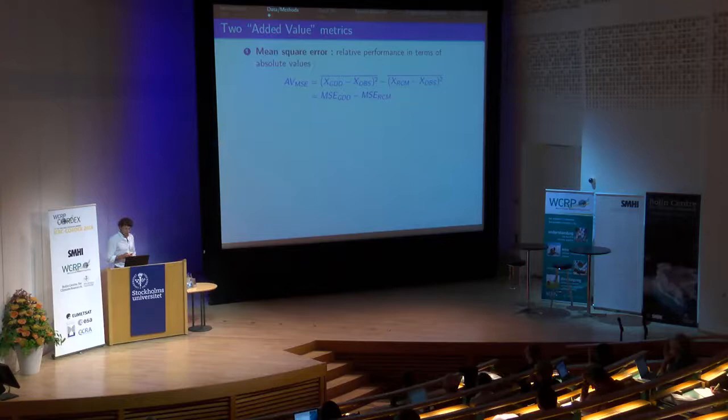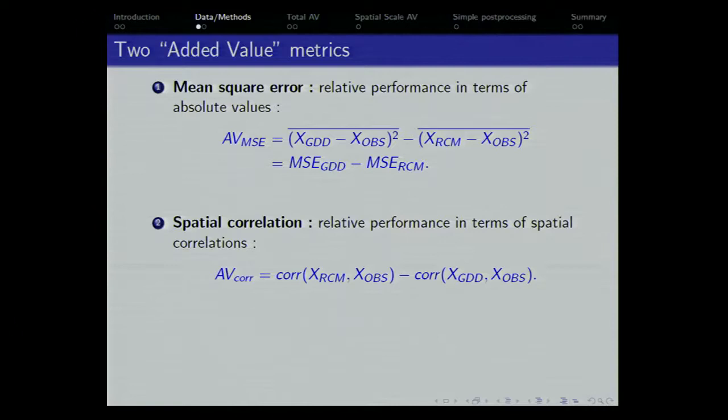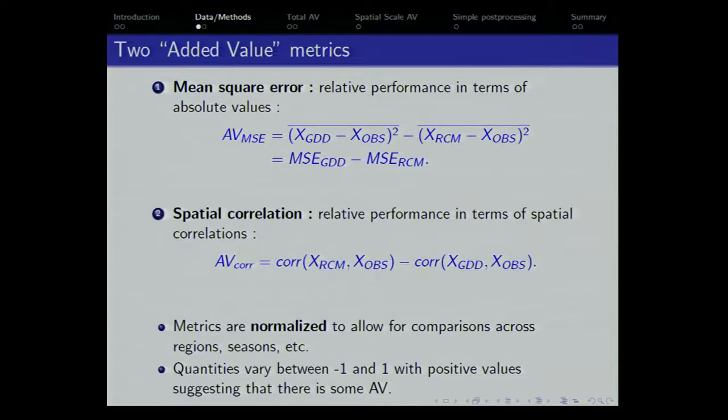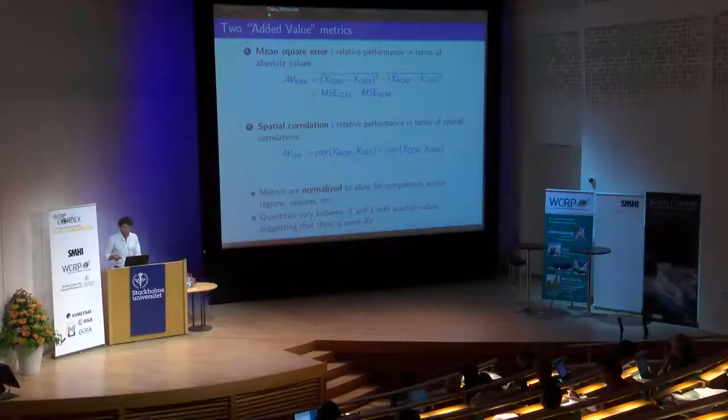The second metric that we are going to use is based on the spatial patterns, or how the models or the driving data represent the observed spatial patterns. It simply calculates the spatial correlation between the RCM and the OBS, minus the spatial correlation between the driving data and the OBS, and whenever this quantity is positive, again, we are talking about the existence of some added value. All these metrics are normalized so that they vary between minus 1 and 1, because we are going to compare across a large range of variables, seasons, regions, etc., so we want them to be normalized. But again, positive is added value, negative is deterioration.